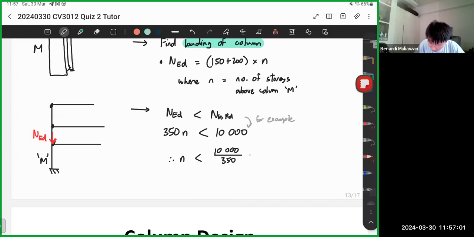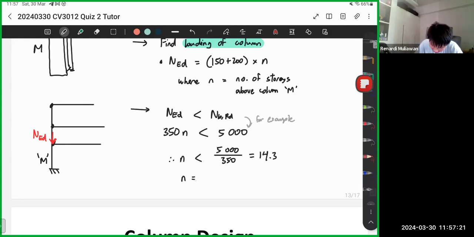Yes, therefore, you will get, what's 10,000 divided by 350? Well, hello, 28 point. Let's actually reduce it. Let's make this 5,000. 10,000 is too big. Okay, let's make it 5,000. So you'll get 14.2, 14.3.